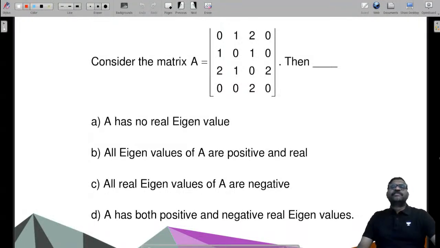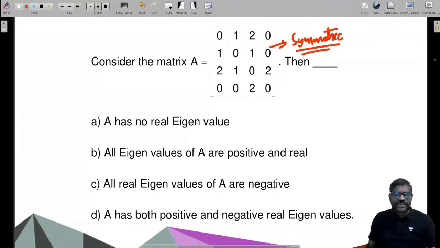Next column. Matrix A is 0 1 2 0, 0 0 1 0, 2 1 0 2, 0 0 2 0. Please look at the matrix. The matrix is a symmetric matrix. If the matrix is symmetric, the eigenvalues are real. That is one property. So here eigenvalues are real, but the option that A has no real eigenvalue is wrong. If eigenvalues of A are real, whether they are positive real or negative real or some positive, some negative.